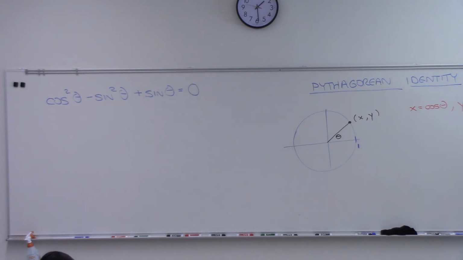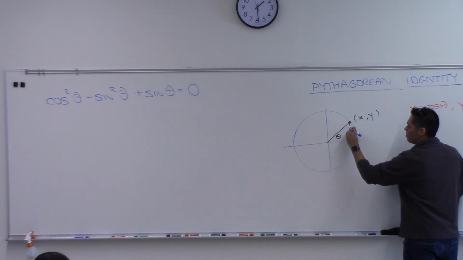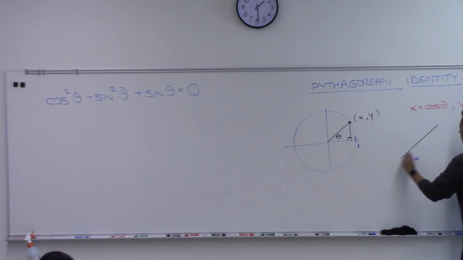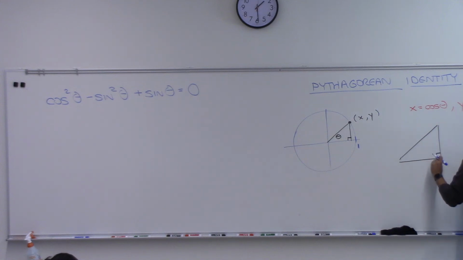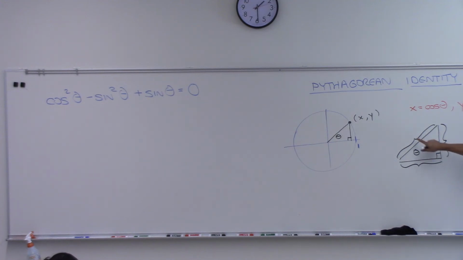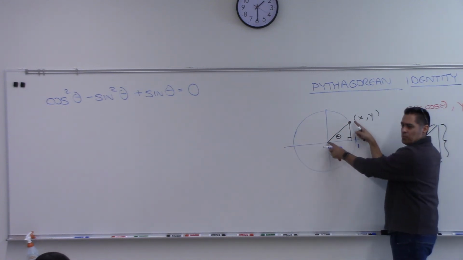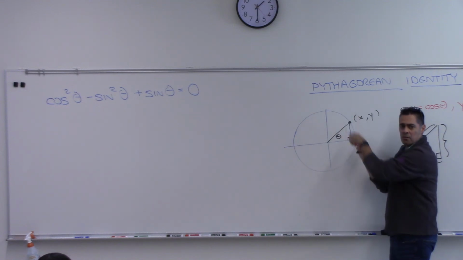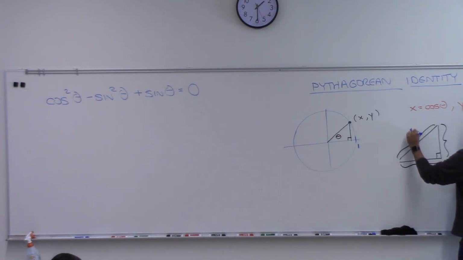Everyone buy that so far? Now, if I take this picture and draw a right triangle from this, let me draw that triangle right here. Here's theta. What is this distance right here? And this distance? So maybe we start with the easiest one. What's the hypotenuse of this triangle? How long is it? 1. Why? Yeah, because we're on the unit circle, right? By definition, the radius is always 1.